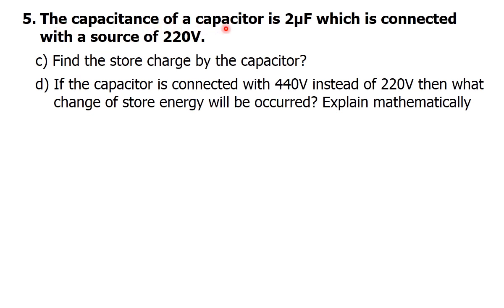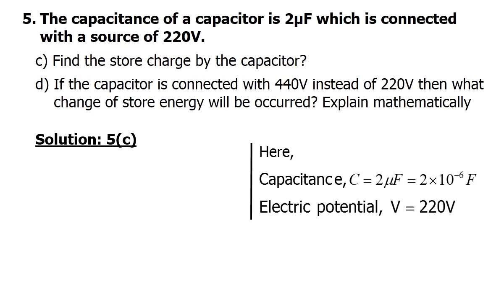Now the question number 5. The capacitance of a capacitor is 2 microfarad, which is connected with a source of 220 volt, and the question is, find the stored charge by the capacitor. And question D is, if the capacitor is connected with 440 volt instead of 220 volt, then what change of stored energy will occur? Explain mathematically.